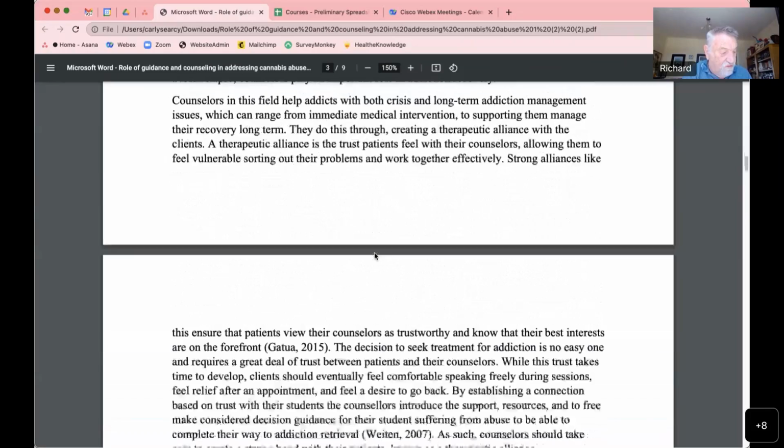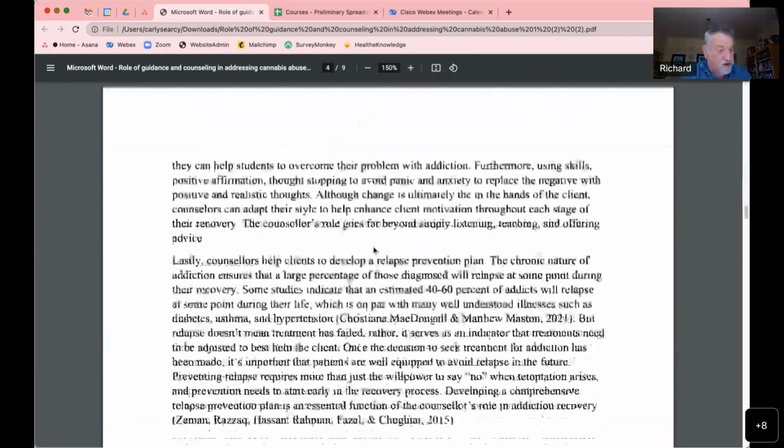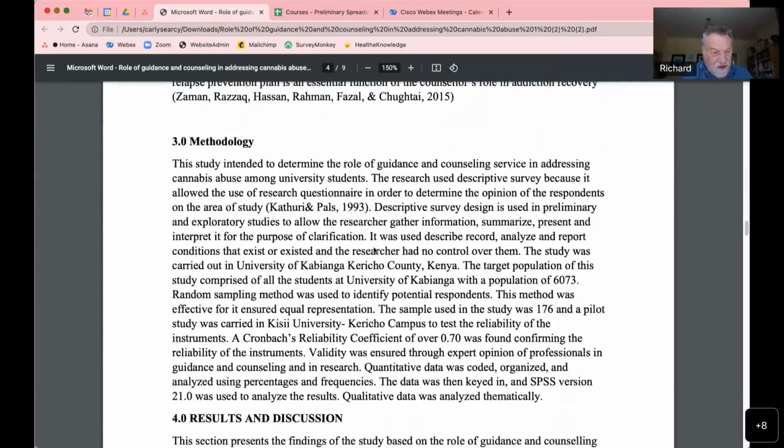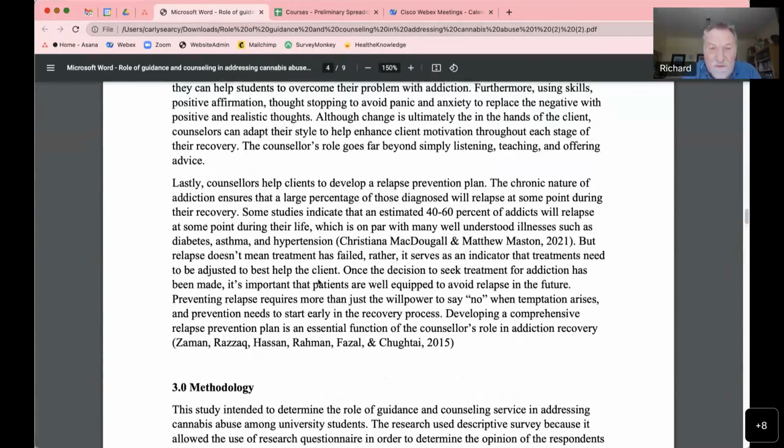If we move on to the paragraph before the last one, you have there a reference, Christiana McDougall and Matthew Maston. You need to take away the first names. You never have first names in the text. That will be in the reference section, but it will just be initials.